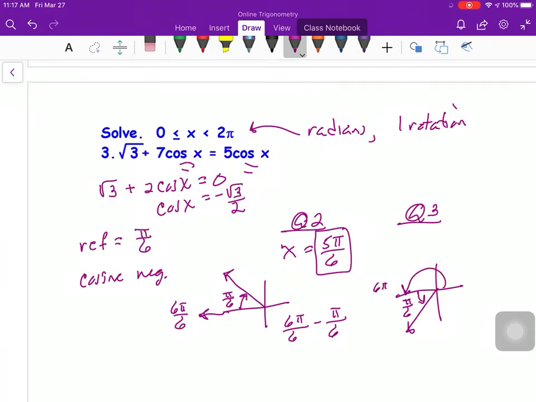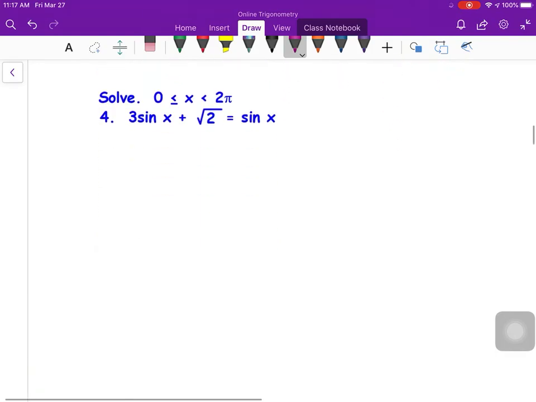And this part right here would have been a full pi again, which was 6 pi over 6. So I'm taking 6 pi over 6, and I'm adding 1 pi over 6. So in quadrant 3, I get 7 pi over 6. And that one was in radians, still one rotation.